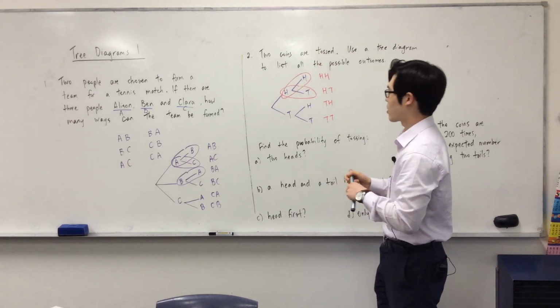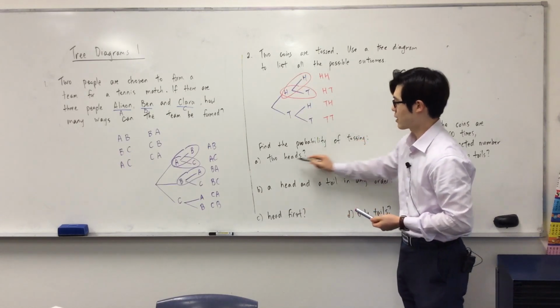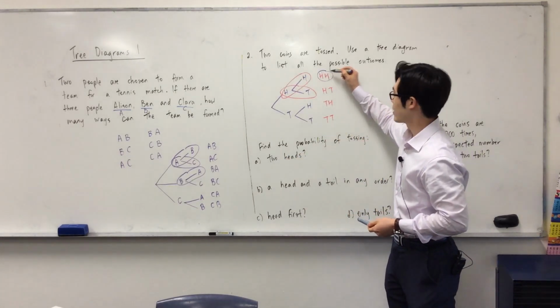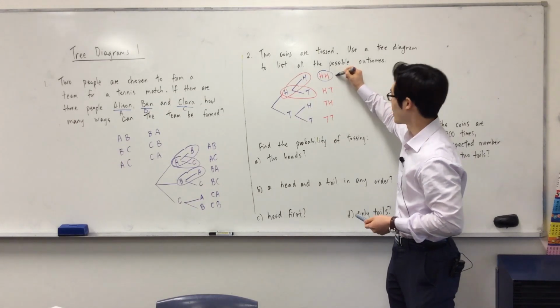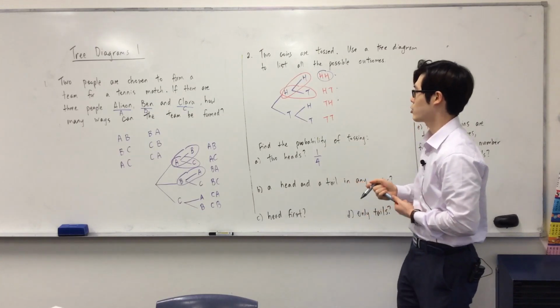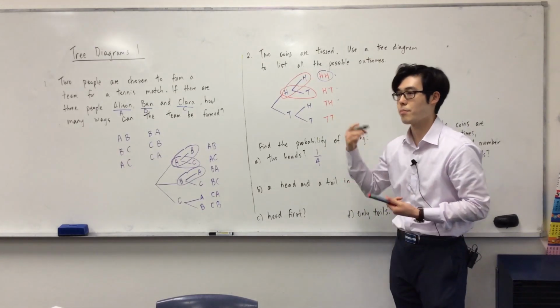So the question from here now is: find the probability of tossing two heads. This is two heads. One out of 1, 2, 3, 4. That's right. That's basically the purpose of using a tree diagram: listing out all the possible outcomes so you can calculate the probability from that.